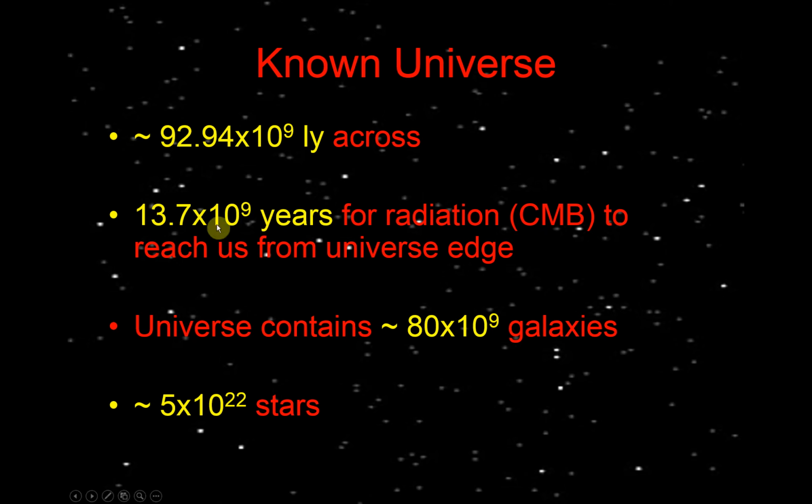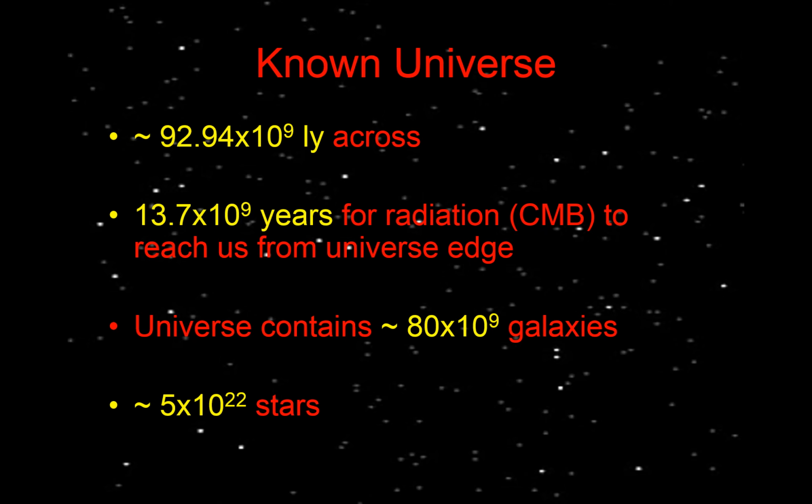It takes 13.7 times 10 to the 9 years for radiation to travel from the edge of our universe to the Earth. And that's in the form of microwaves, or the cosmic microwave background, or CMB. And that travels from the edge of the universe to us. And that's as far as we can see. This is the edge of what we call our observable universe. There is no light beyond that.